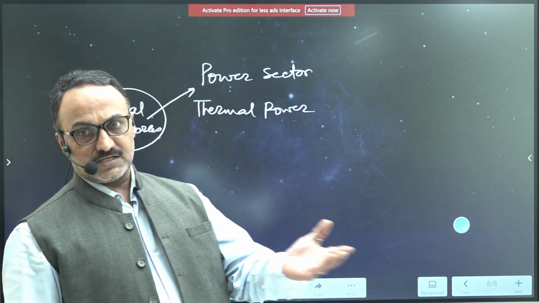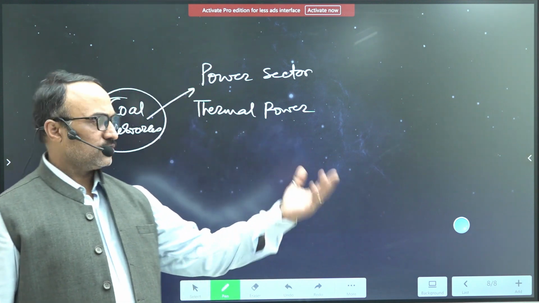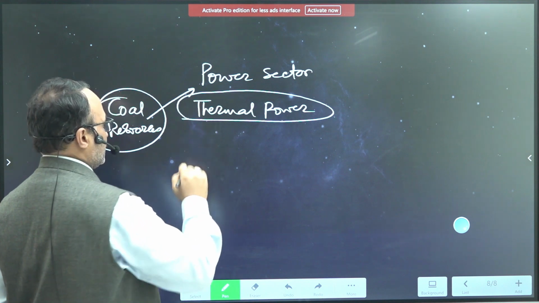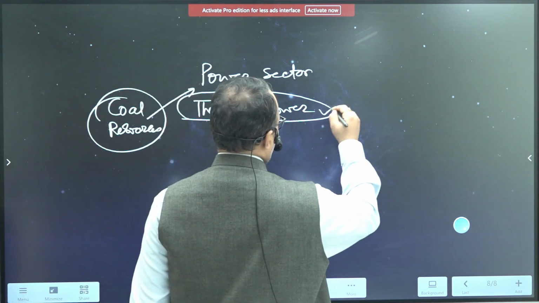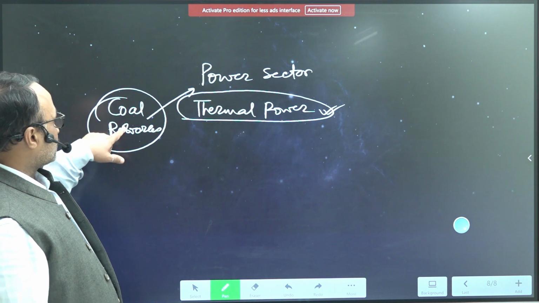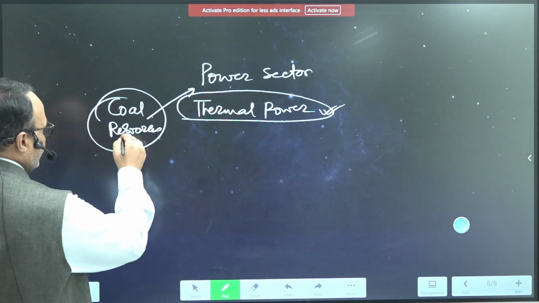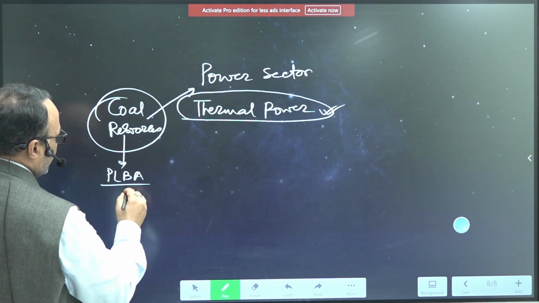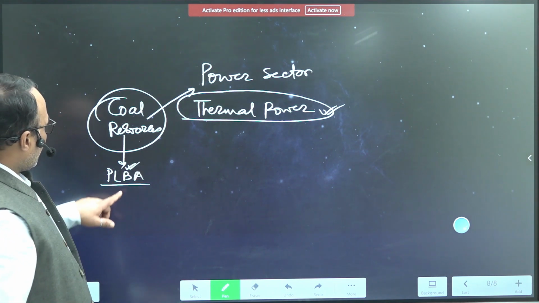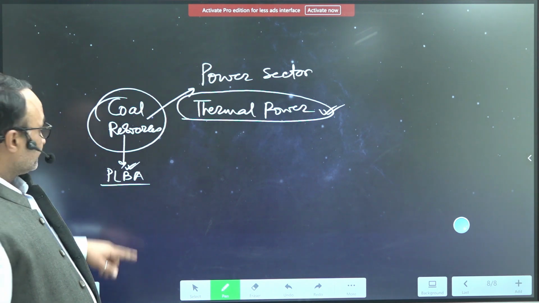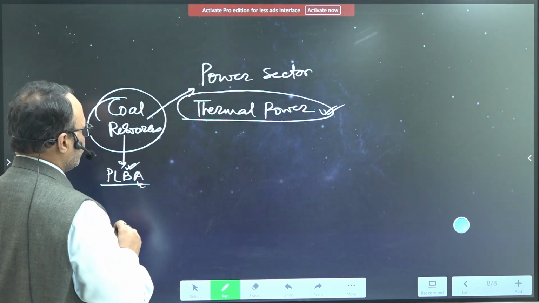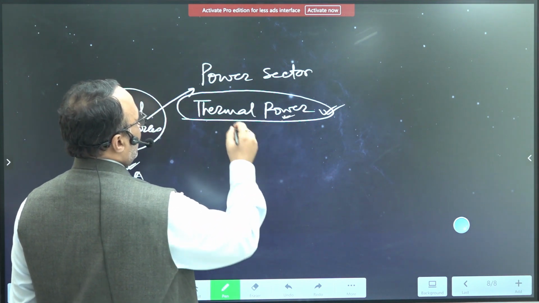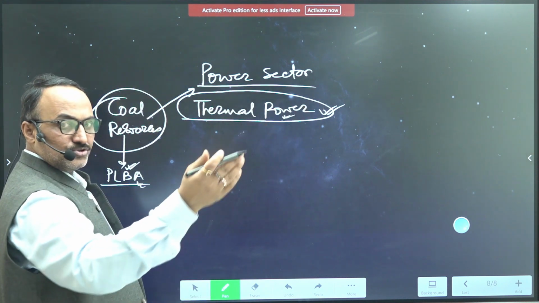That we are using in our home and factories and multiple locations. So how this thermal power is generated, I have already explained to you. This coal, variety of coal I have discussed: peat, lignite, bituminous, anthracite. So the best quality, the largest amount is available in bituminous form, but the best quality is anthracite. So these coal are widely used in thermal power plants for power generation and distribution.